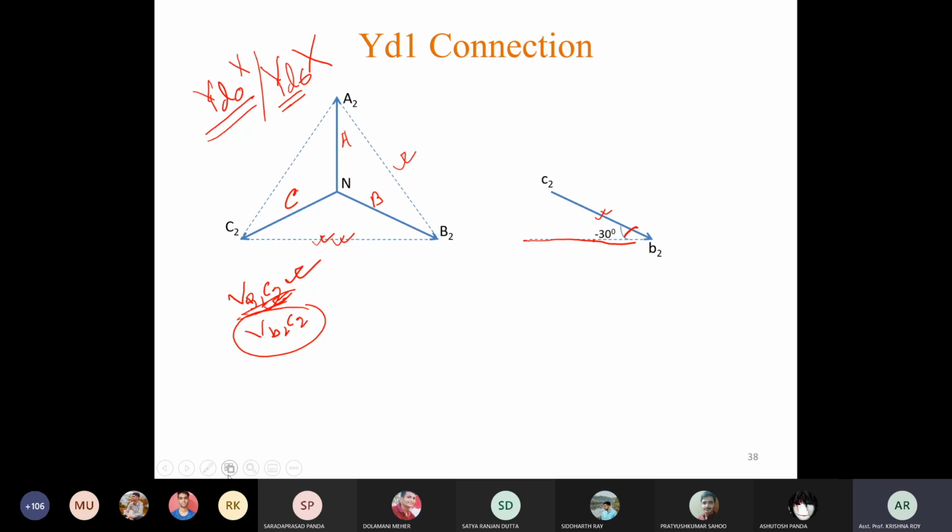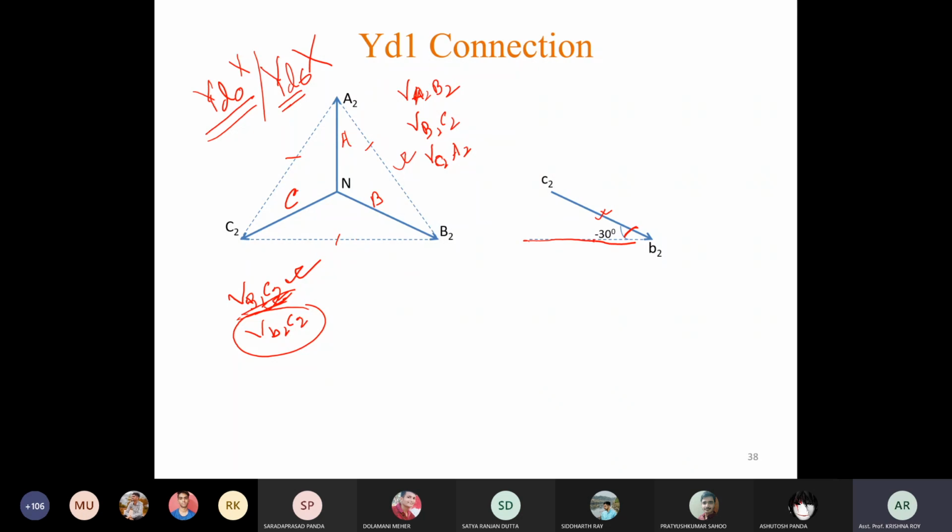See here, take this V B2 C2 as the reference line. So this is a star connected high voltage side. So what are the line voltages? V A2 B2, V B2 C2, V C2 A2. These are the three line voltages, this one, and this one for the high voltage side.